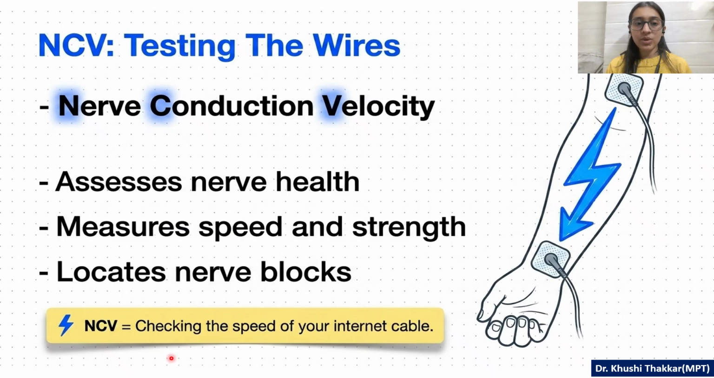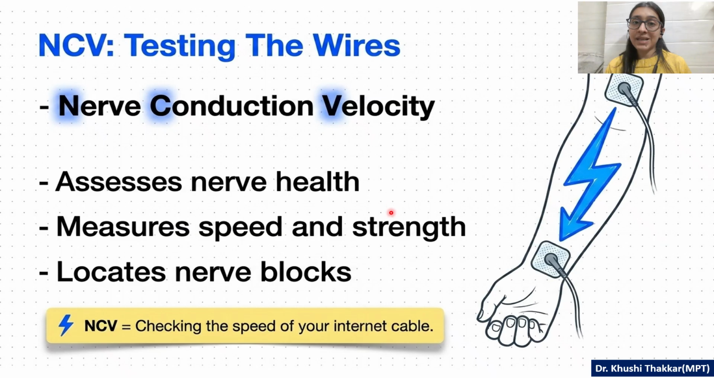Now NCV, so NCV basically is testing the wires. Wires is a nerve. So NCV is nerve conduction velocity, the speed with which the nerve is transmitting, that is conducting. The speed with which the nerve is conducting is nerve conduction velocity, and it is nerve conduction velocity studies. So it helps us understand the nerve health. If the nerve is healthy, good health, quick action, right? So if the nerve is healthy, the conduction velocity is going to be within normal limits.